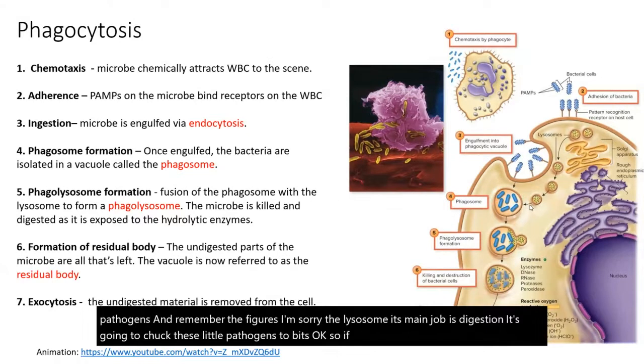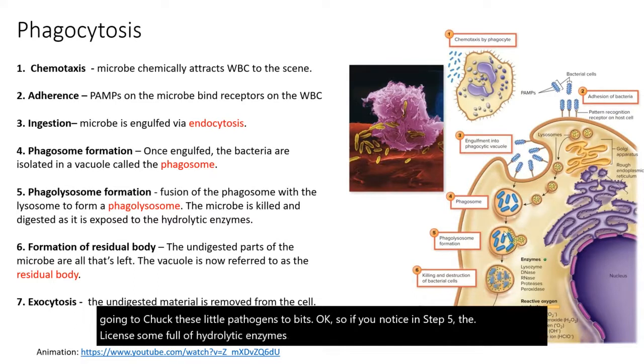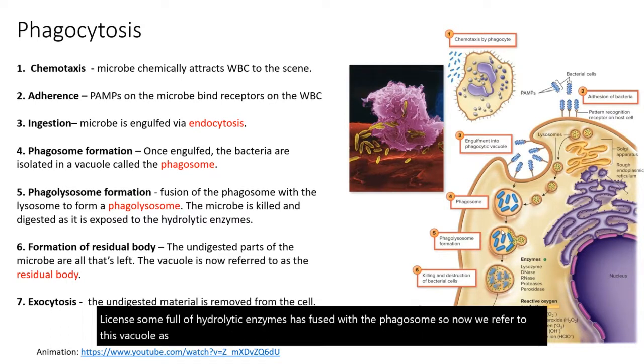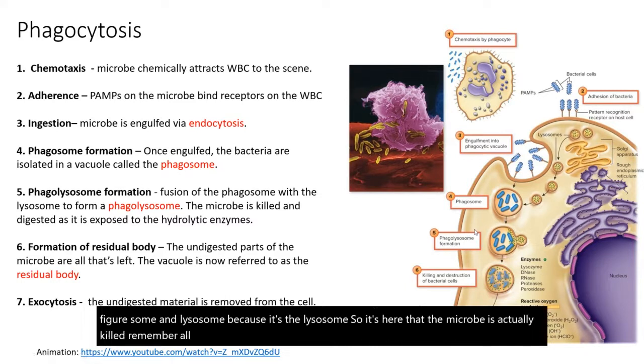So if you notice in step 5, the lysosome, full of hydrolytic enzymes, has fused with the phagosome. So now we refer to this vacuole as the phagolysosome. So notice we just merged those names: phago from the phagosome and lysosome, because it's the lysosome. So it's here that the microbe is actually killed. Remember, all those hydrolytic enzymes, their purpose is to chop those pathogens to bits.